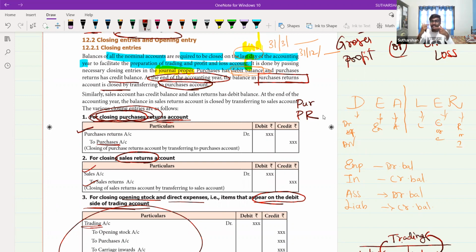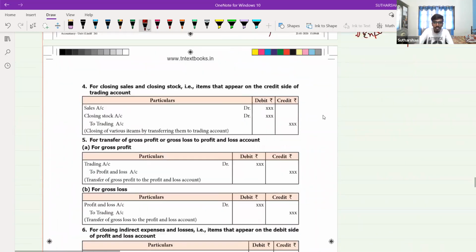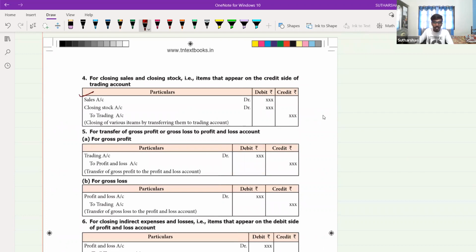Then for sales return account closing, which entry do I need to pass? Sales account debit to sales return account. For closing of all the debit items in the trading account, I will pass trading account debit to all the debit items here. Then for closing entries on the sales and closing stock, this is the entry I will take: sales account debit, closing stock account debit to trading account, which will appear on the credit side again. We will pass like this.